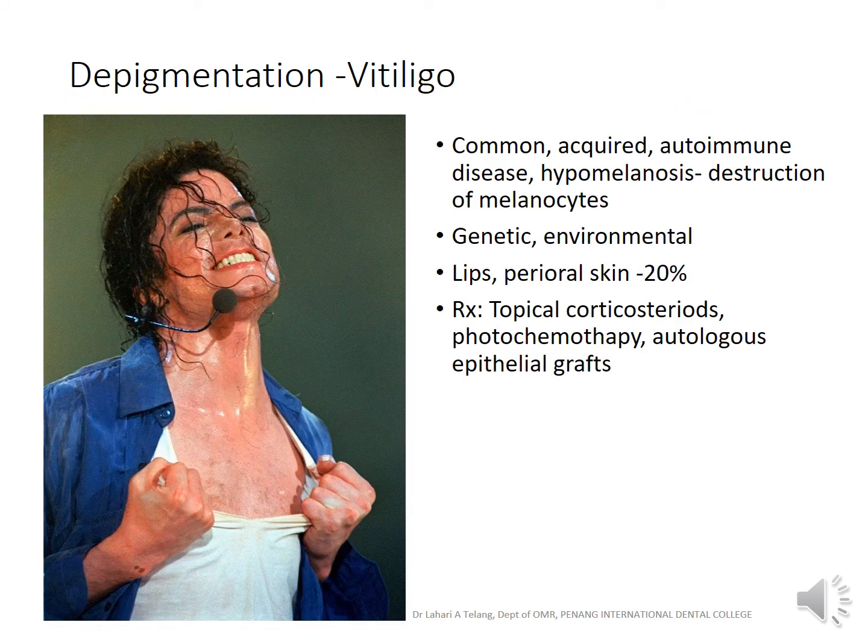Now, we've talked about pigmentation. Let's talk about depigmentation as well. Generally, the disease that arises because of depigmentation is called vitiligo. It's a common acquired autoimmune disease causing hypomelanosis, and destruction of melanocytes happens in it. It could be genetic or environmental. Lips and perioral skin are generally affected in 20% of the cases. The treatment generally could be topical corticosteroids, photochemotherapy, and autologous epithelial grafts can also be done to deal with the pigment.